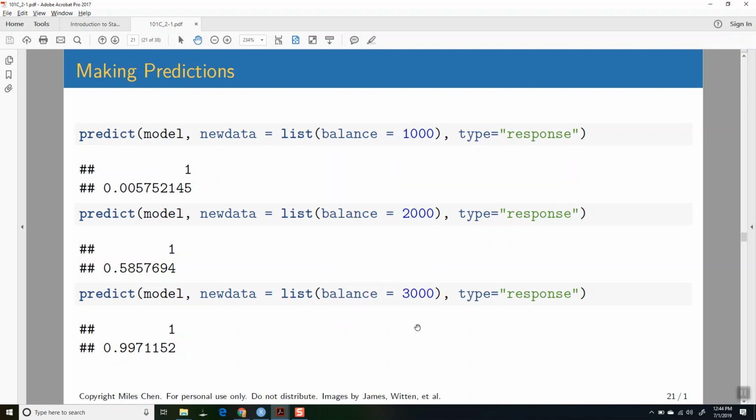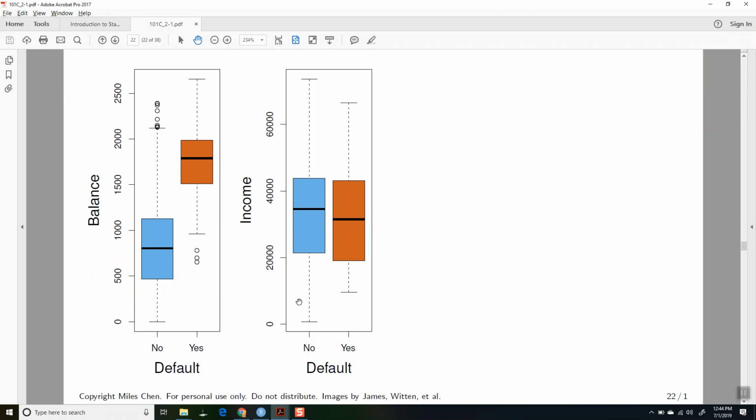According to our data here. And just a reminder, this is the distribution that we had on default based on balance, and we can see, at $1,000, this is well within the normal range for those that did not default. And at 2,000, now we're at the upper end for those that did not default, and those that did default are higher, and then 3,000 is off the chart here.